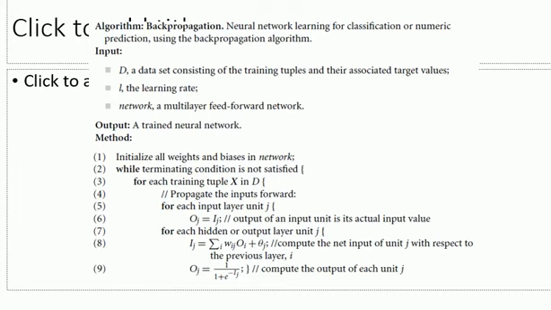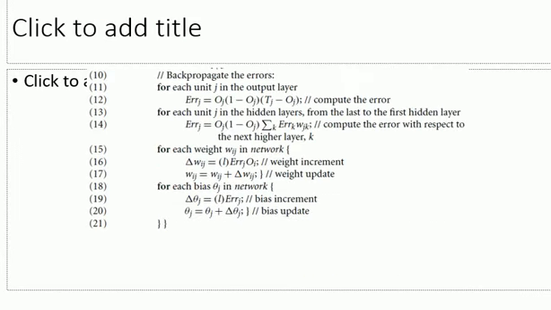Then Oj is computed by applying an activation function. Here they have used a sigmoidal function. It is also called the squashing function, which is given by 1 by 1 plus e raised to minus I. Then once we get the final output, we have to backpropagate the errors and update the values of parameters or the weights based on the error. We repeat this until the error is minimized.